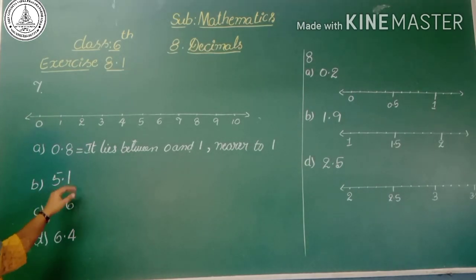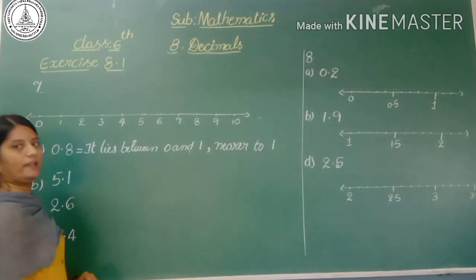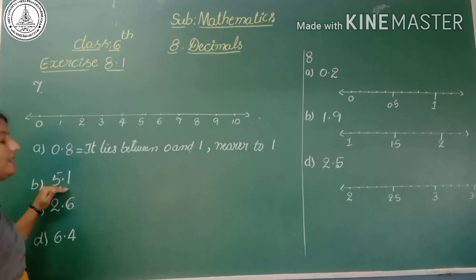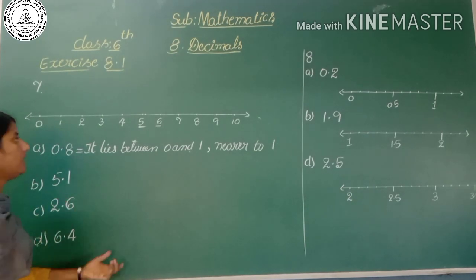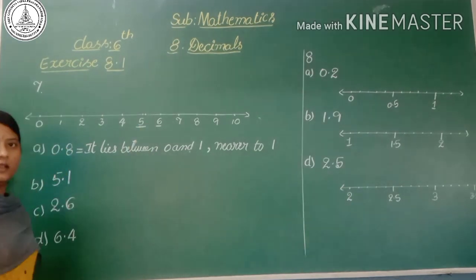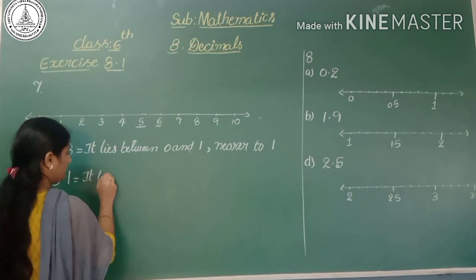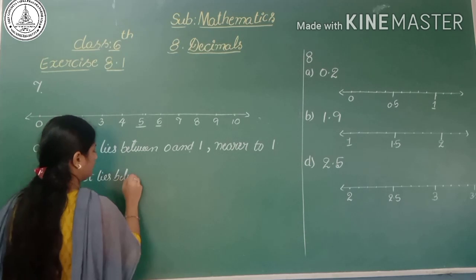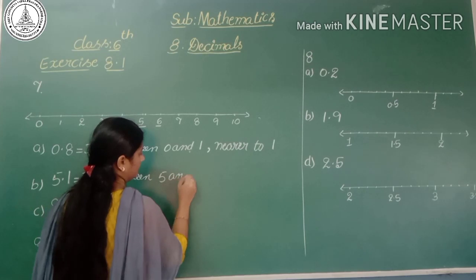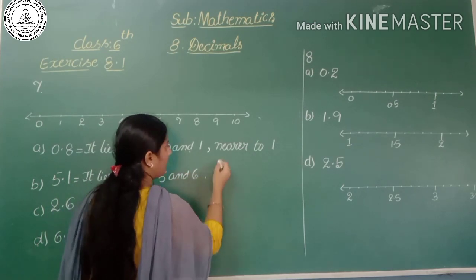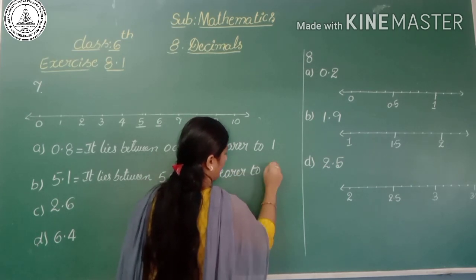So 5.1. Here there is a 5. We can mark here 5.1. So 5.1 lies between 5 and 6, and it is nearer to the 5. Right here it lies between 5 and 6 and nearer to 5.